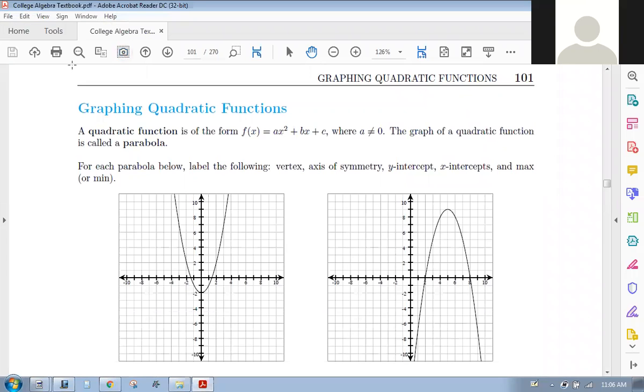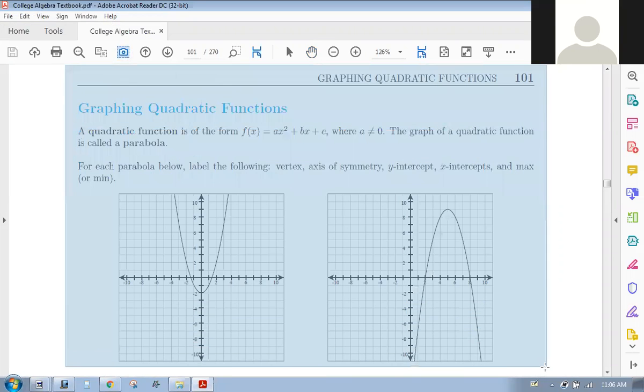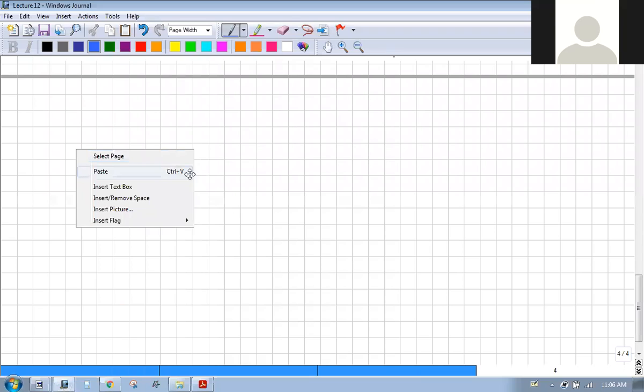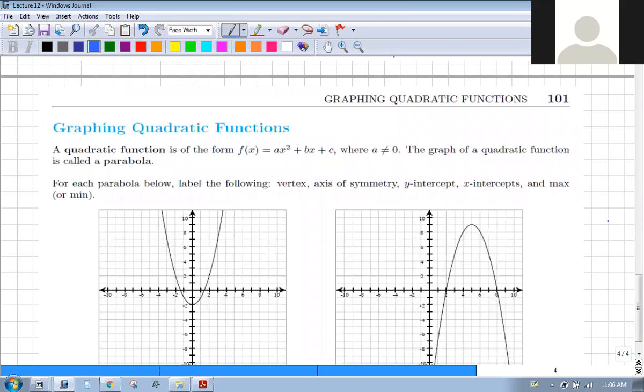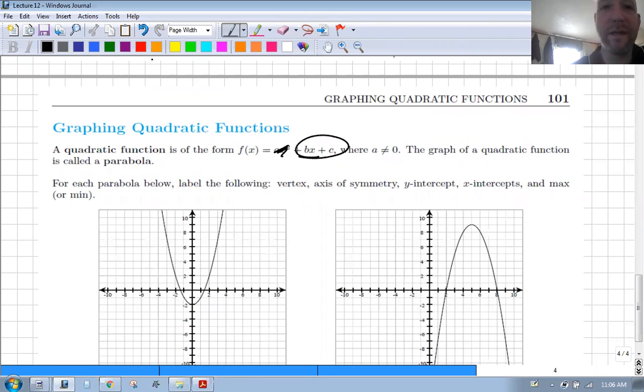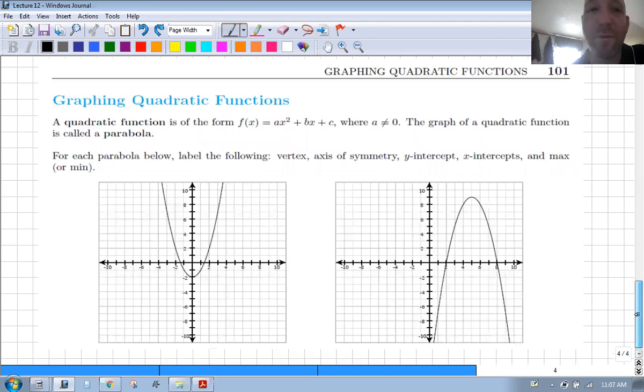Page 101 here. So a quadratic function is of this form: ax squared plus bx plus c, where a, b, and c are numbers, x is your variable. They say a is not equal to 0, because if a is 0, you're left with a linear function. Okay. So they give us a parabola. A quadratic function, when you graph it, makes a parabola.